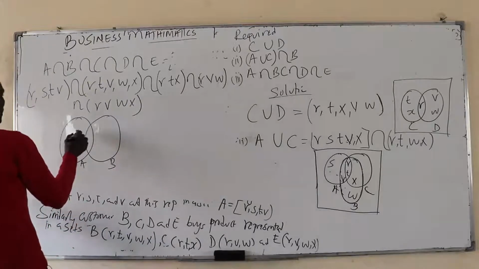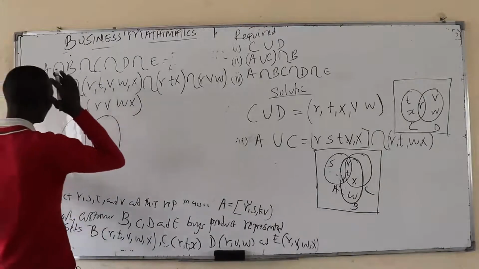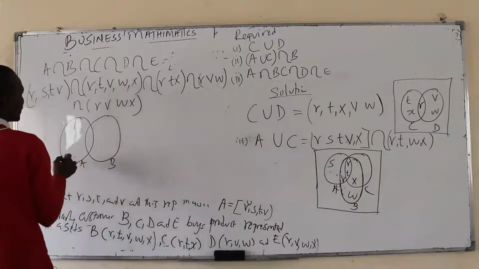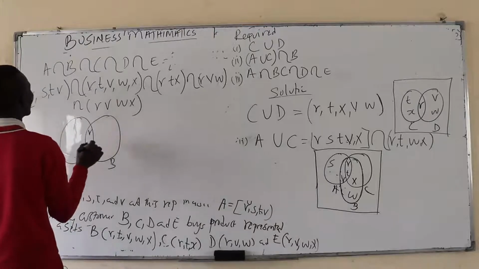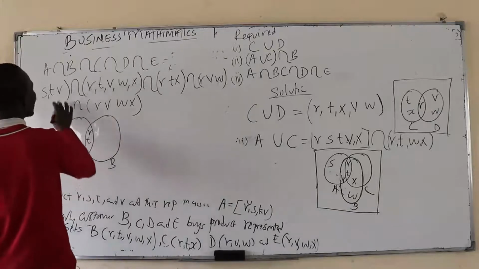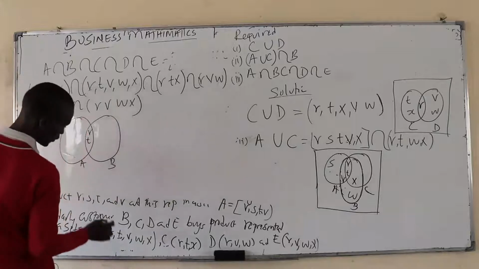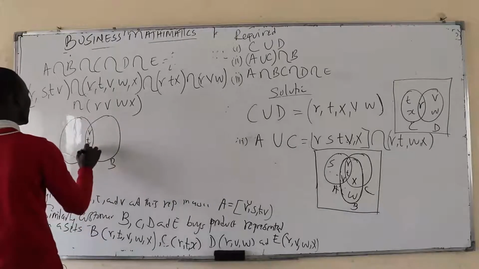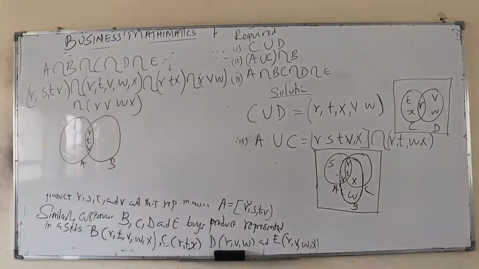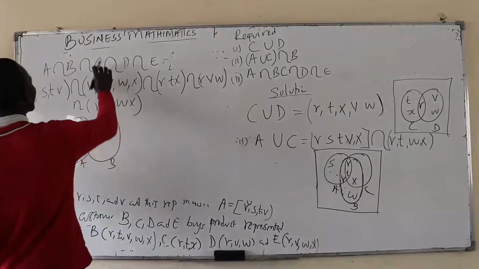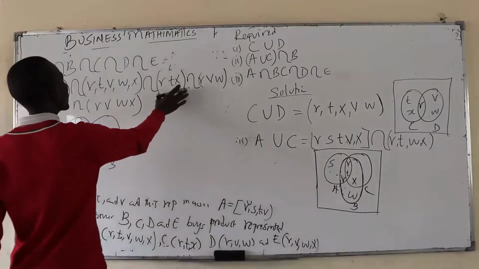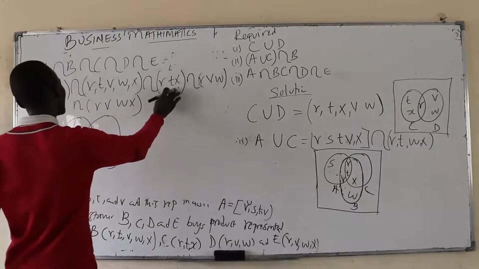So let's go on. The last one, we have set A intersecting with set B, intersecting with set C, intersecting with set D, then intersecting with set E. So we just write those elements the way they are. Then you find the common element among all these different sets. So the common element there is R.